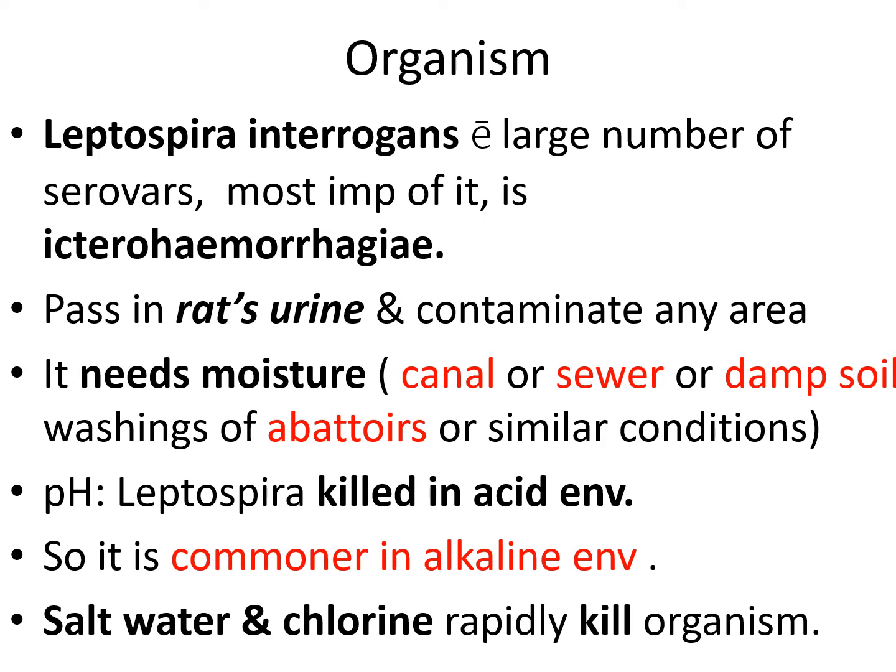It needs moisture, e.g. canal or sewer or damp soil, mines, washings of abattoirs or similar conditions. pH: Leptospira is killed in acid environment, so it is commoner in alkaline environment. Salt water and chlorine rapidly kill the organisms.